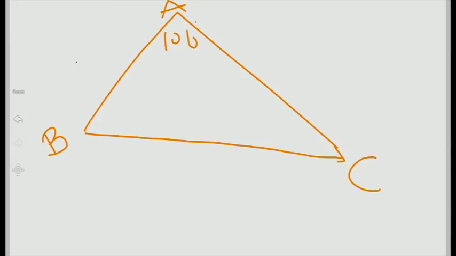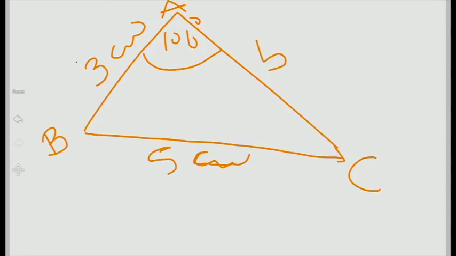You are given 100 degrees here for A. You are given 3 centimeters here. You're given 5 centimeters here. And then we have B centimeters, which we don't know. Now we have to find all the unknown lengths and all the unknown angles. We have one angle here, which is 100. We need at least 2 angles for us to subtract from 180. So if we have only 1, we can't do that. So we need to find an angle and then all the other sides.